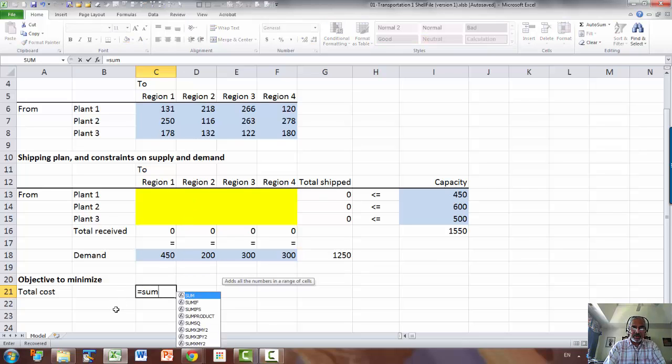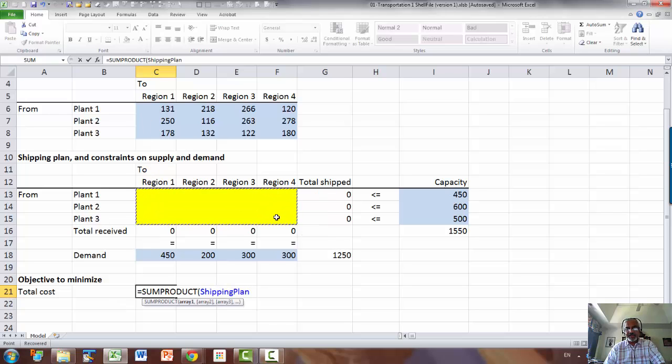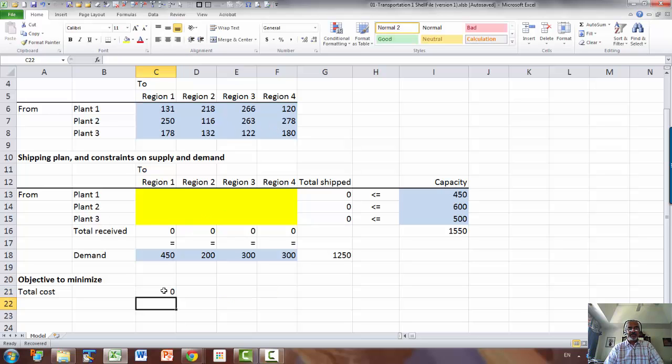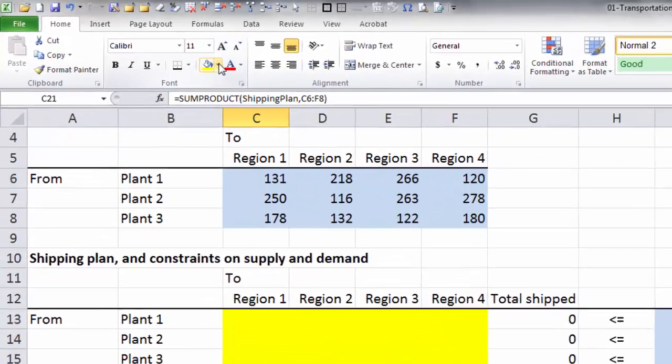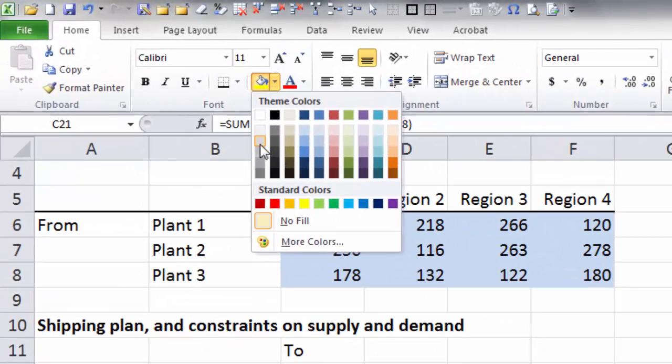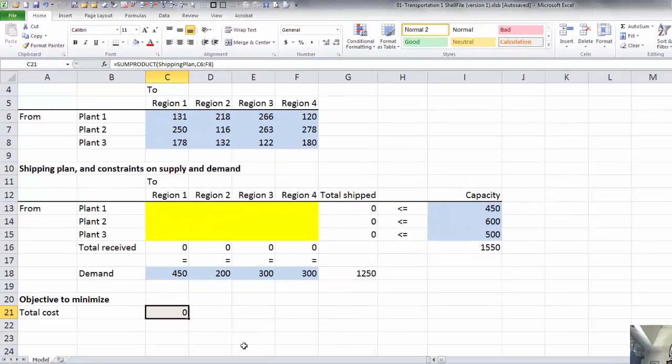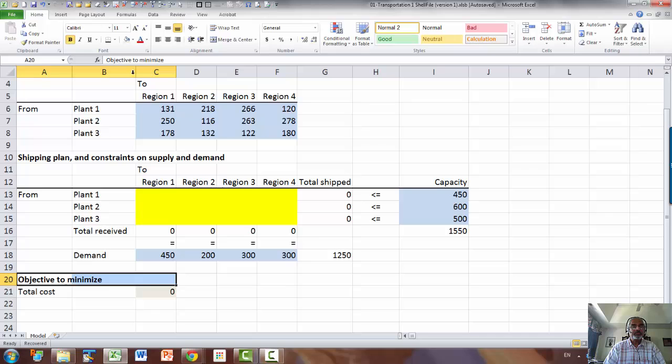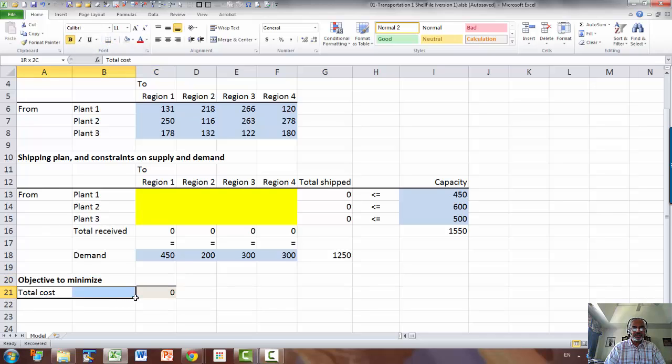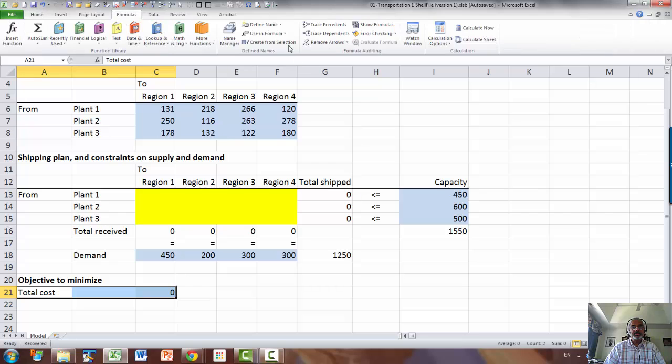What we have to minimize, the objective, is the shipping cost. So that would be the sum product of the shipments that we will be making, the shipping plan, with cost of shipping per unit. That will give us the total cost, and this is what we need to minimize. So let's color code it like that. Now let's give names here. Total cost, capacity, and demand.